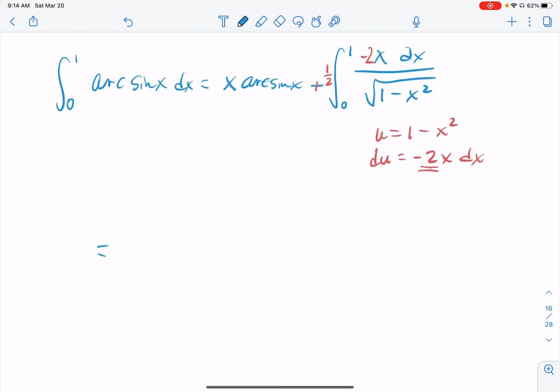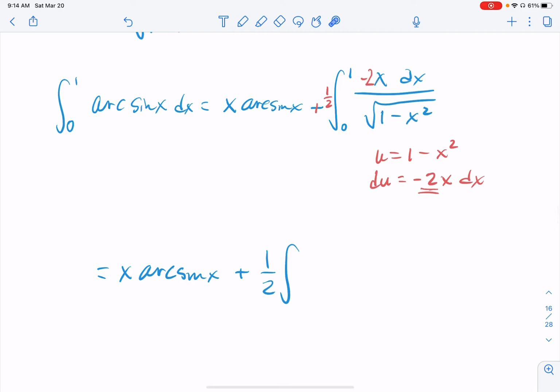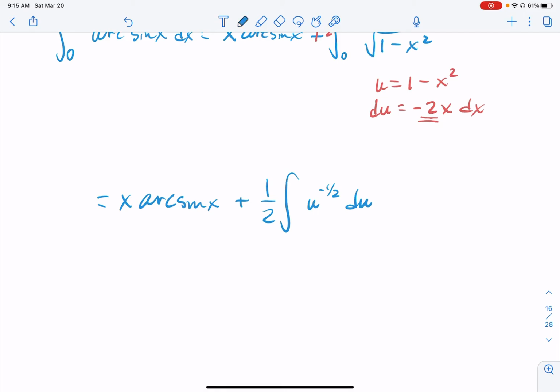So let's bring down x arc sine x plus 1/2 antiderivative of negative 2x dx. All of that is our du. Okay, and then the square root of 1 minus x squared is going to be u to the 1/2 power. And then I'll rewrite that as u to the negative 1/2 power. And now we're ready to take the antiderivative of this guy here.